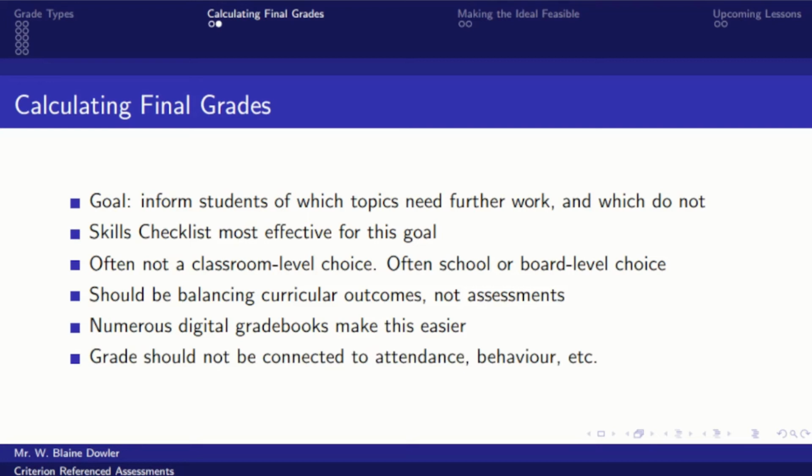Also, the grade should be based exclusively on the outcomes in the program of studies. So unless your program of studies talks about attendance, behavior, etc., those elements should not be a part of the report card grade, particularly since things like attendance and tardiness are often not in the power to control for the youngest students, even some of the older ones.